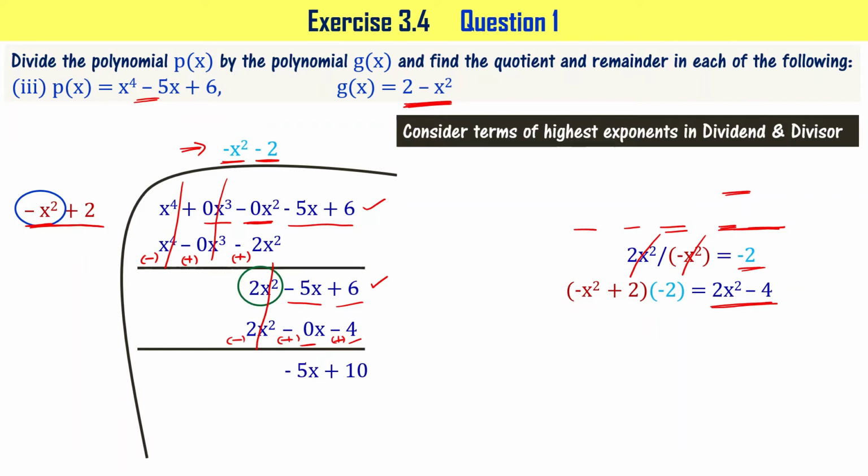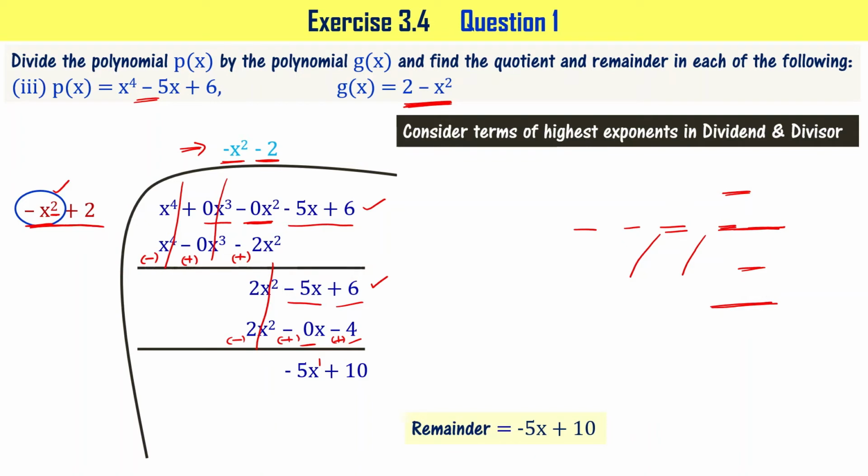Now if you observe, its highest exponent is 1, whereas the highest exponent of the divisor is 2, right? That's why we stop the division process here and say that remainder is minus 5x plus 10 and quotient is minus x square minus 2. This is what we are asked to solve, right?